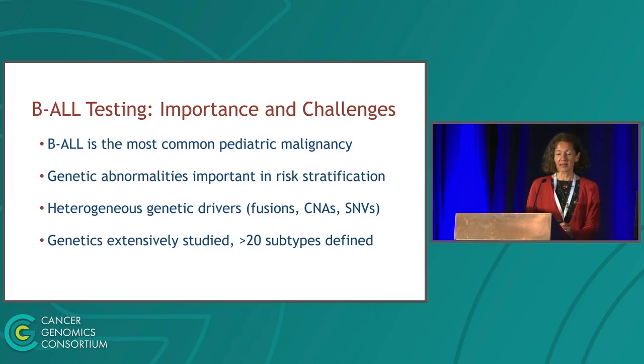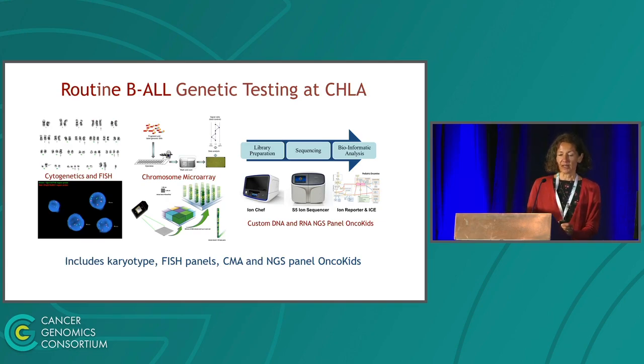Reason being, among other things, that this is a very heterogeneous disease with more than 20 different genetic subtypes being known today, and hundreds of different genetic drivers, including fusions, copy number variants, and sequence variants being responsible for pathogenesis of BLL. So at CHLA, to address this issue and provide as comprehensive genetic characterization as possible for our BLL cases, we have been using for many years a combination of different assays, including conventional karyotyping and FISH, chromosomal microarrays, and our custom next-generation sequencing panel that we call OncoKits.